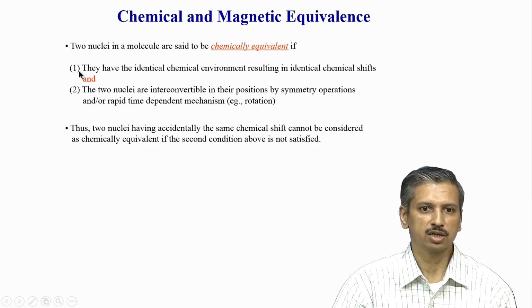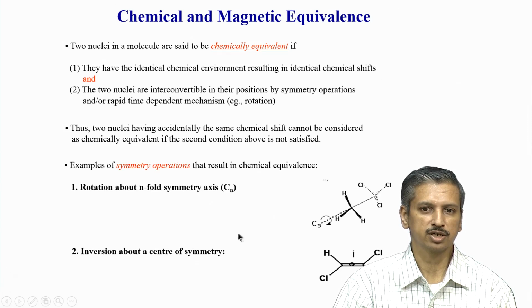So, you see here there is a very important condition: these 2 hydrogens should be interconvertible in their positions by symmetry operations, which means I should be able to take those 2 hydrogens which have the same chemical shift, and if I replace one with the other, it should have the same symmetry in the molecule. So, let us look at the case shown here.